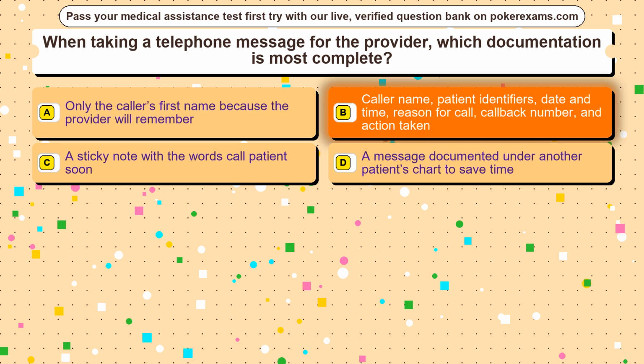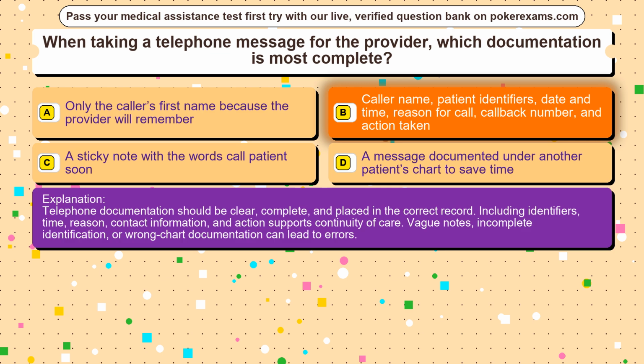The correct answer is option B, caller name, patient identifiers, date and time, reason for call, callback number, and action taken. Telephone documentation should be clear, complete, and placed in the correct record. Including identifiers, time, reason, contact information, and action supports continuity of care. Vague notes, incomplete identification, or wrong chart documentation can lead to errors.